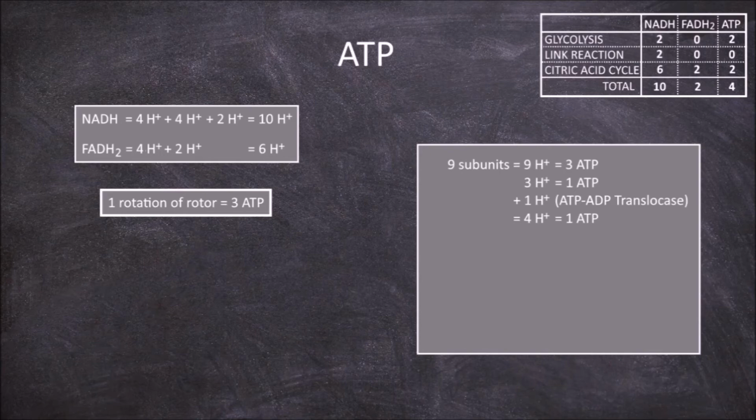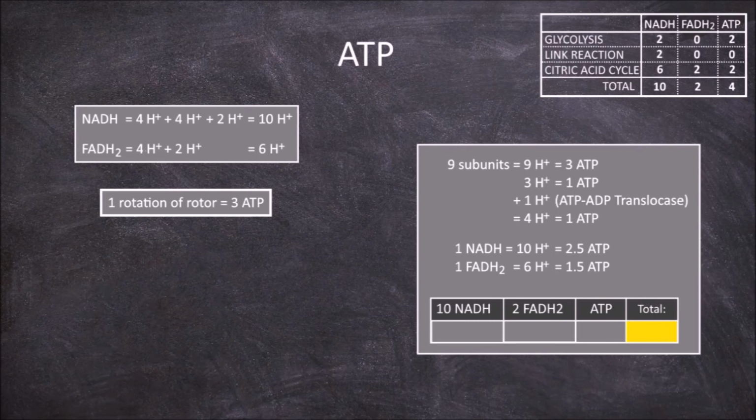In this scenario, for every NADH with 10 hydrogen protons pumped, it's 2.5 ATP, and for every FADH2 with 6 hydrogens pumped, it's 1.5 ATP. So for 10 molecules of NADH, you would get 25 ATP, and 2 molecules of FADH2 would give you 3 ATP, plus the 2 produced in glycolysis and 2 in the citric acid cycle. You would get a total of 32 ATP per molecule of glucose.